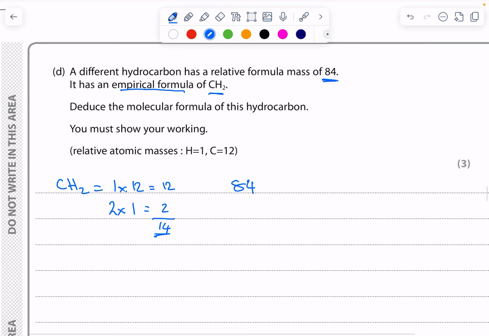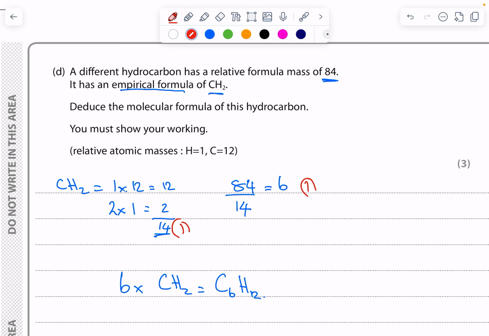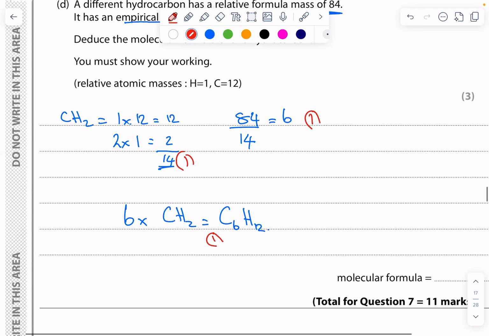Then all I need to do is 84 divided by the mass of the empirical formula, so the 14. 84 divided by 14 is 6. And that means my empirical formula has to be 6 times bigger. So we do 6 times CH2, so it's C6H12 as a final answer. 3 marks, 1 mark for working out the 14, 1 mark for getting the ratio, and then 1 mark for ending up with the correct molecular formula.